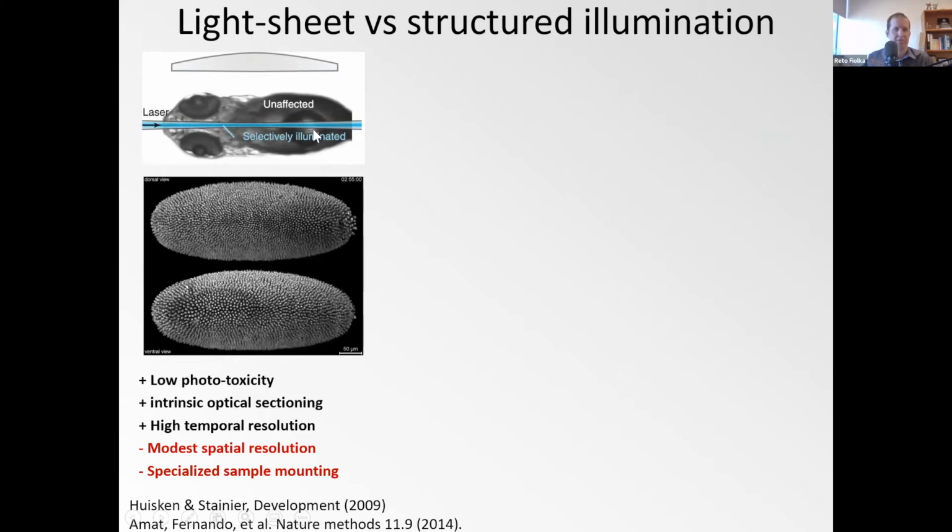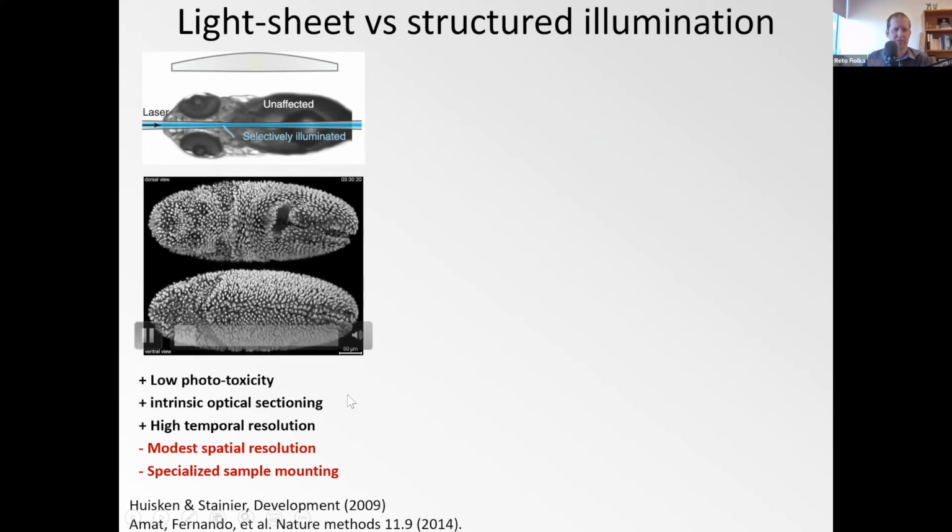Light sheet microscopy, we should all know, so I keep it brief. You illuminate your sample with something that resembles a sheet of light, so that you only illuminate the focal plane that is in view of, say, this lens up here. So you avoid exciting everything above and below your focal plane, and as such, you achieve a physical optical sectioning, not computational, but really intrinsic optical sectioning, and as such, you can lower phototoxicity and also achieve high temporal resolution.